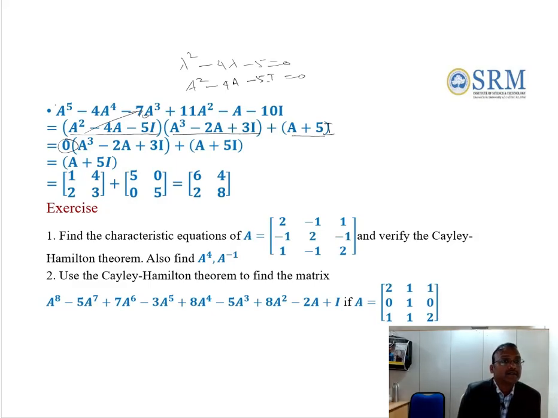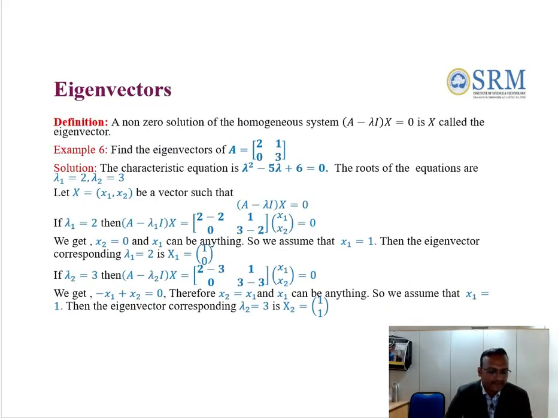What it says, this bigger expression reduces to a linear polynomial like this, a plus 5i. Already we know a is 1, 4, 2, 3, and then 5i is the scalar matrix 5, 0, 0, 5. If you add these two, we will get the simple matrix like this. Right. So this is another application of Cayley-Hamilton theorem. Okay. These are all some exercise. Please do it. Next we will see the eigenvectors.